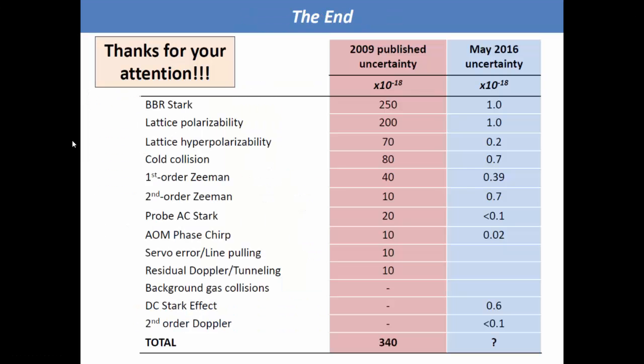And just as my final slide, I wanted to put up a quick table here of the 2009 published uncertainty for the Yb clock and compare it to where we think we are today. You can see that a number of these really big numbers here have been knocked down significantly, including the lattice light shifts that I just talked about, as well as some of these smaller numbers. We still have a few blank spots there, but we hope to complete this in the next several months.